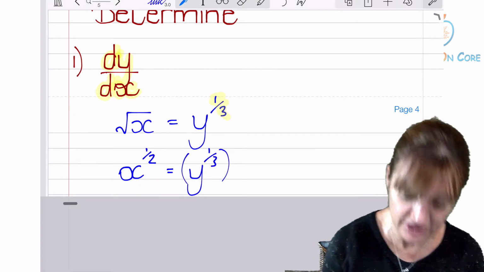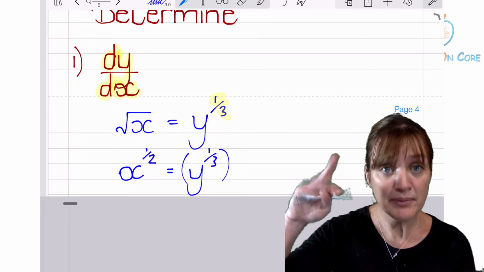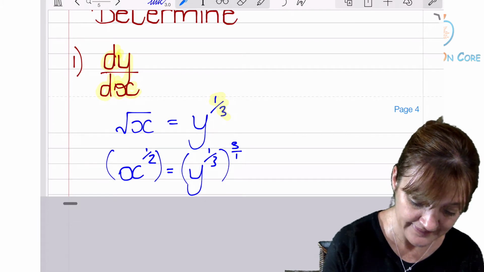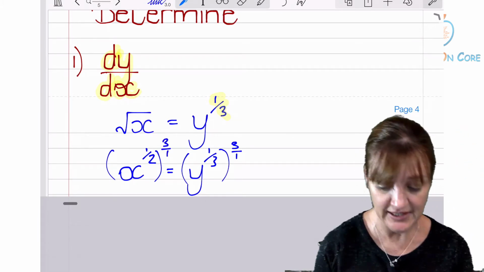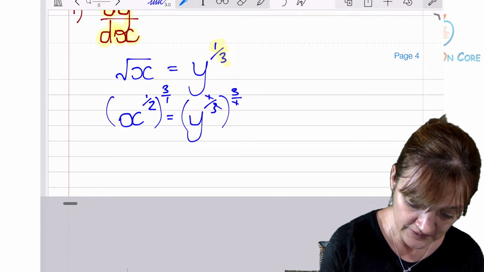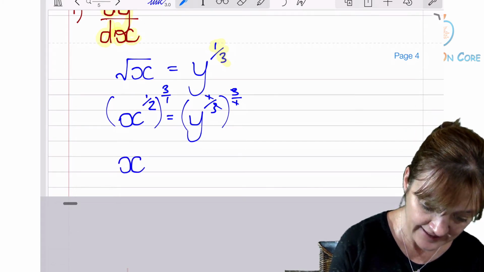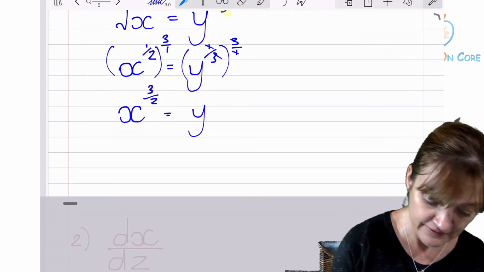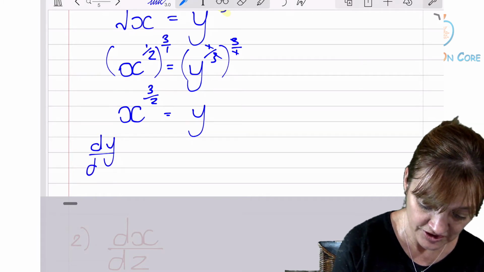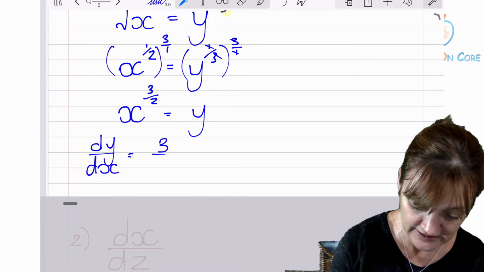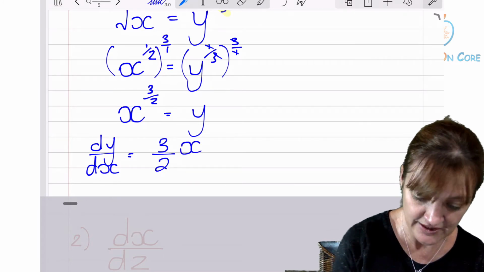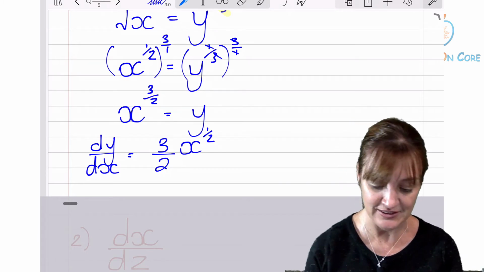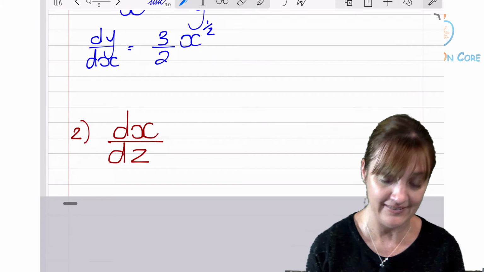How do I get rid of an exponent of a third? You tip it and times it. So you times it by 3 over 1. But what you do to one side of an equation must be done to the other side. So these essentially all cancel each other out, and I'm sitting with x to the 3 over 2 equals y. Now I'm ready to find my derivative of y in terms of x by saying 3 over 2 x to the, if I subtract 1 from that, I'm going to land up with 1 over 2. All right, so that's the derivative of y in terms of x.